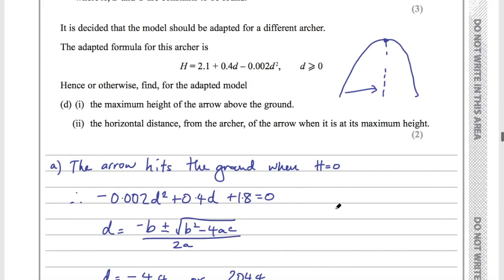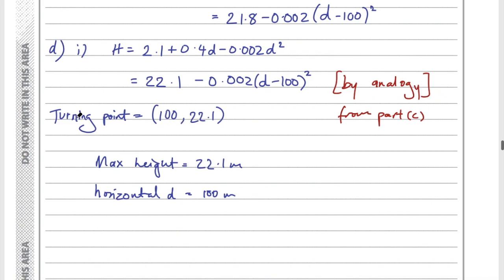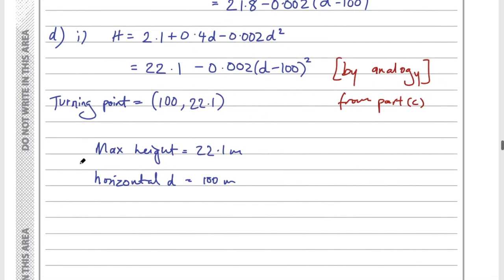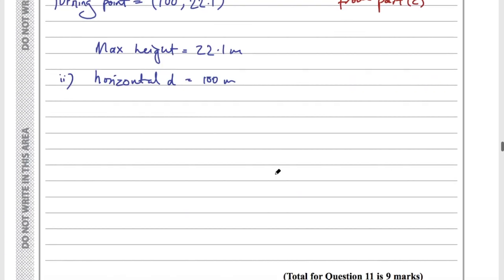So that was only 2 marks, because as long as you recognize, you can read that those are coordinates of the turning point from the equation, then there's not much working out there. So this was part 2. And for a total of 9 marks for question 11.